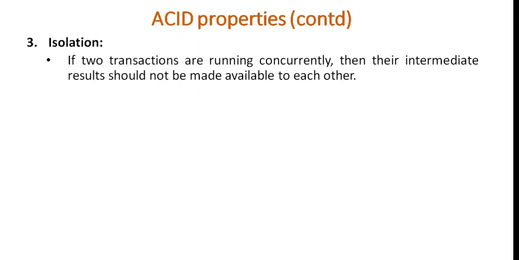If two transactions are running concurrently, that is at the same time in a system, then their intermediate results should not be made available to each other. That is, if two transactions are running concurrently in a system, then they should not interfere with each other. Then only we can say that there is the isolation property.